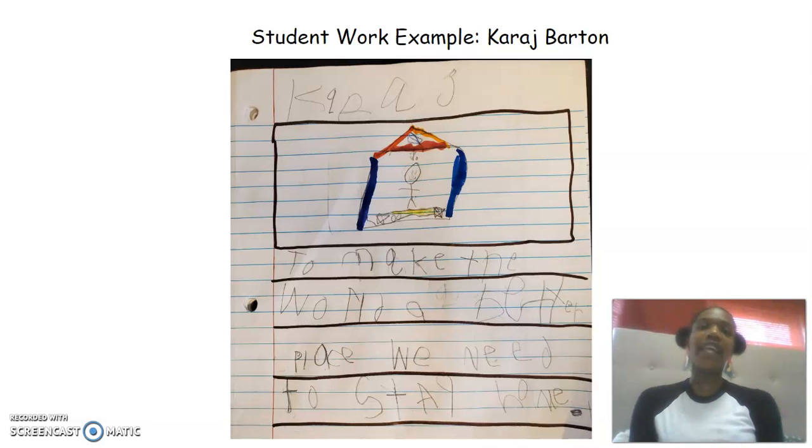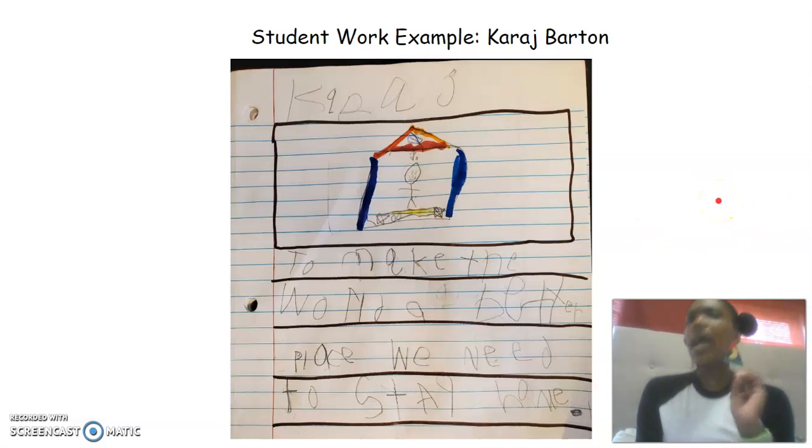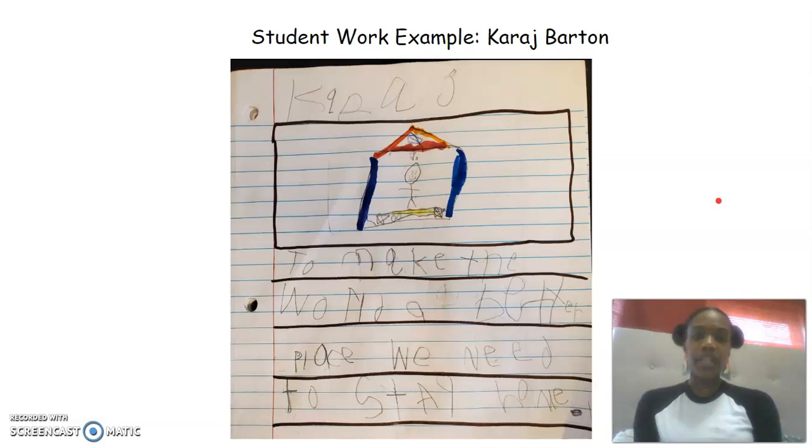Here is a student work example that I felt was very effective. That means that was good. And they worked really hard to make sure that they were trying to help their readers understand what they were doing to make the world a better place and what their readers can do to make the world a better place. So this is an example from Karaji Barton.